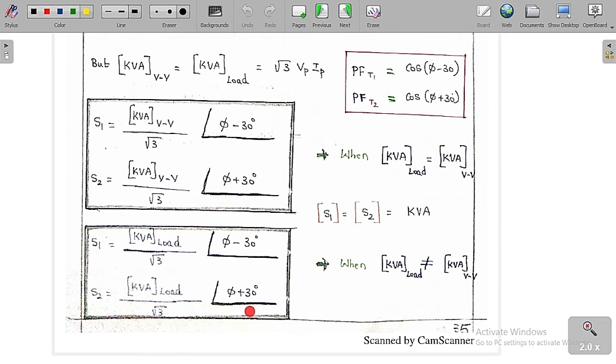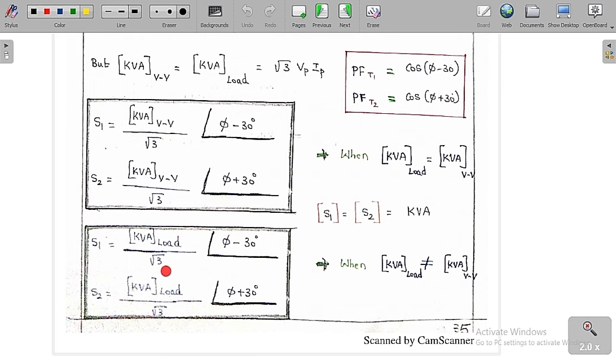So this is the formula that you always have to use. Therefore the kVA of the load is not equal to the kVA of the open delta. This is the thing that you always have to remember. Whenever the kVA of the load is equal to the kVA of the transformer, you have to use this formula. If the kVA of the load is not equal to the kVA of the transformer, use the kVA of the load. So always prefer to use the kVA of the load. It's a special case here.